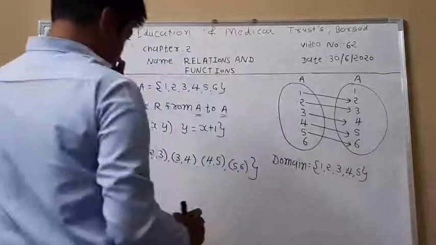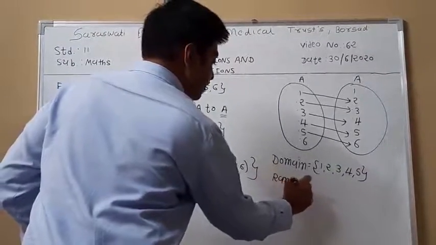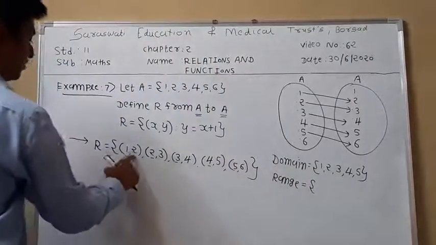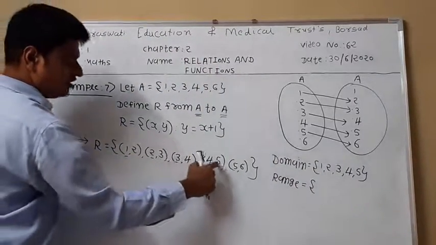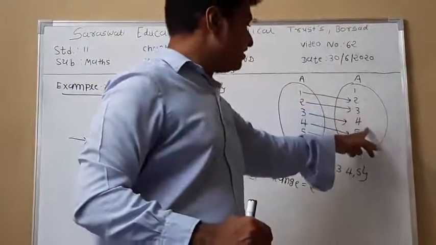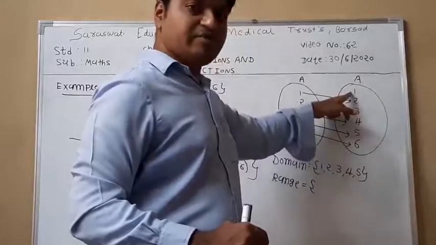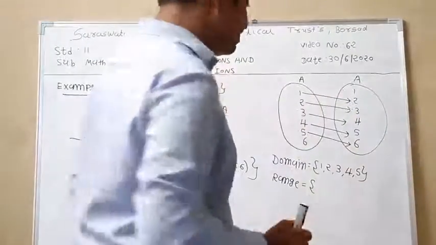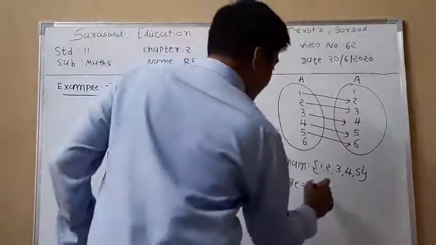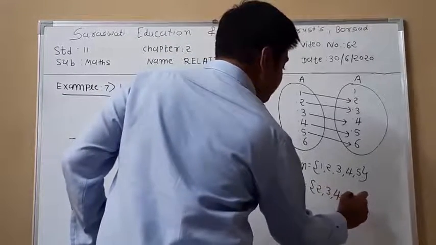Now in the case of range, the second position is our range. So again, in which numbers is an arrow present? 2, 3, 4, 5 and 6. Here 1 is remaining, so we cannot consider it in the range. So our range is 2, 3, 4, 5 and 6.